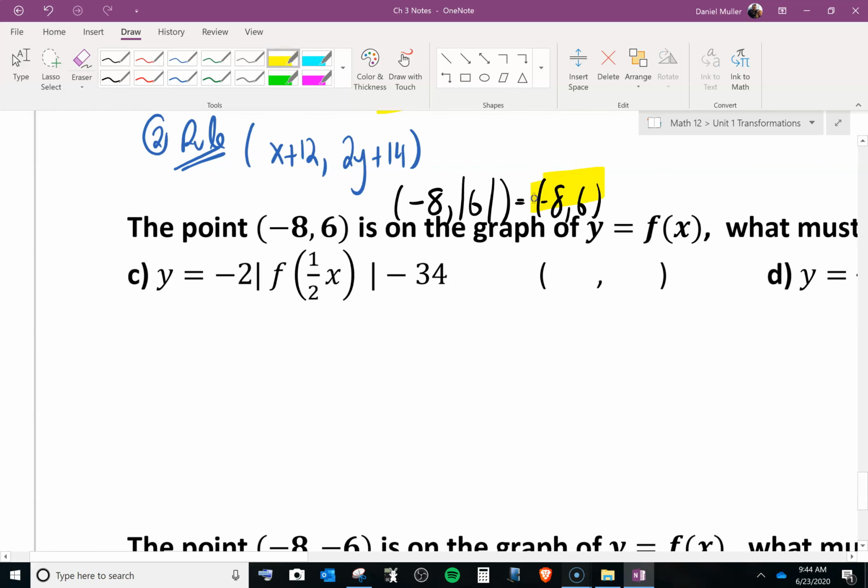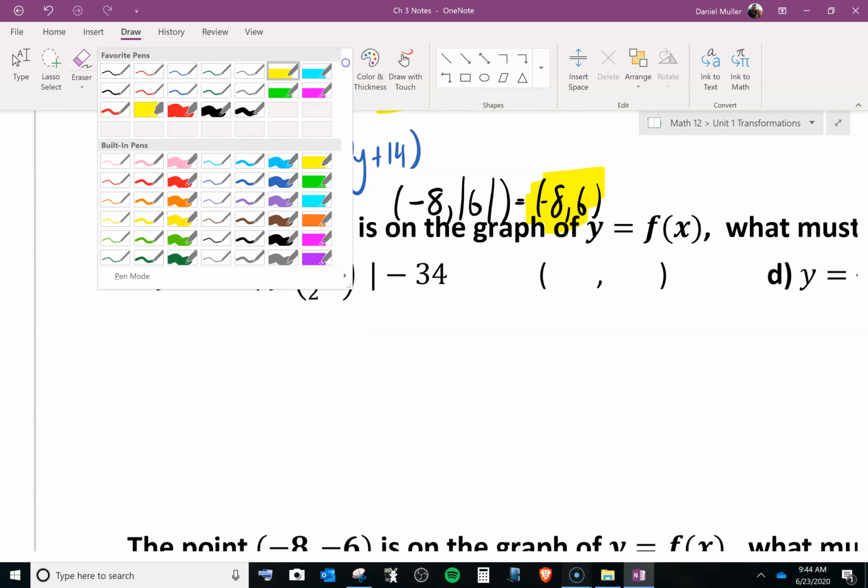Nothing's changed because the y value was already above the x-axis. It was already a positive number. That point would have been -8, 6. It would have been up here. There was no need to flip it up top because it's already up top. Now, what do we have for our rule?